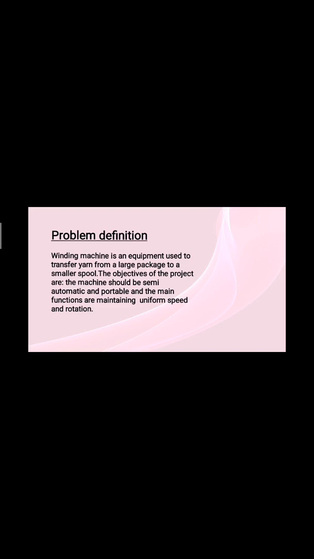This is the problem definition of our project. According to it, the main function of a winding machine is to transfer the wool from a large package to a smaller spool. The main objectives of our project include: the machine should be semi-automatic and affordable by everyone.